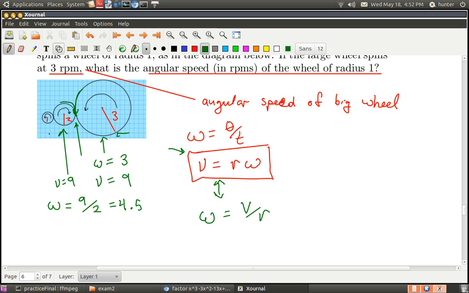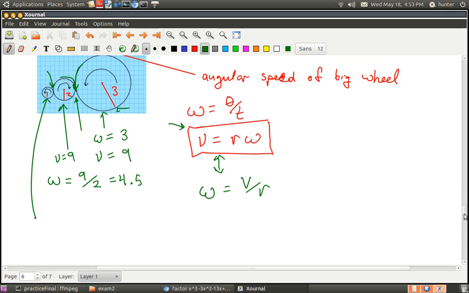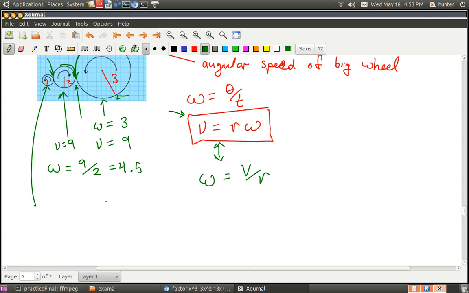Okay, and the only thing that's left is this little wheel. And so what's going on with this little wheel? Well, for the same reason that the linear speed of the medium wheel is the same as the linear speed of the big wheel, the linear speed of the little wheel is going to be the same as the linear speed of the big wheel because they're touching. They're touching right here. So particles on the surface of the two wheels must be moving at the same speed. And so use this formula again. Okay, so for the little wheel, the linear speed also is 9.